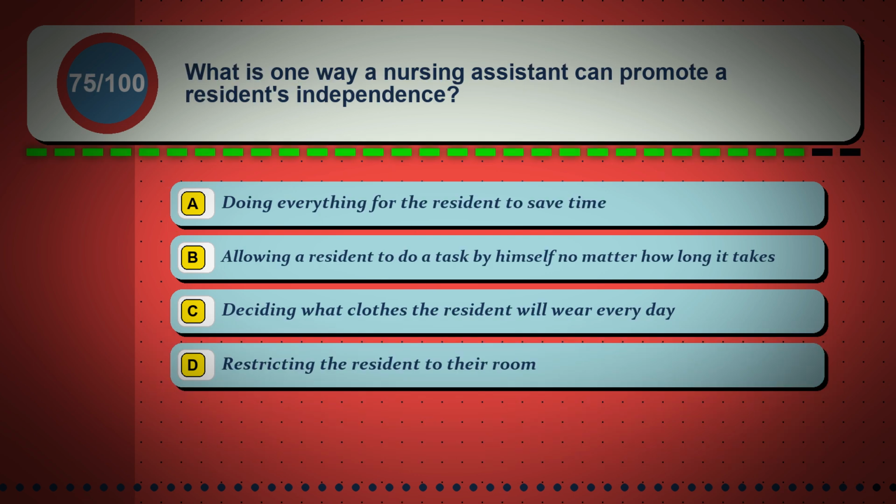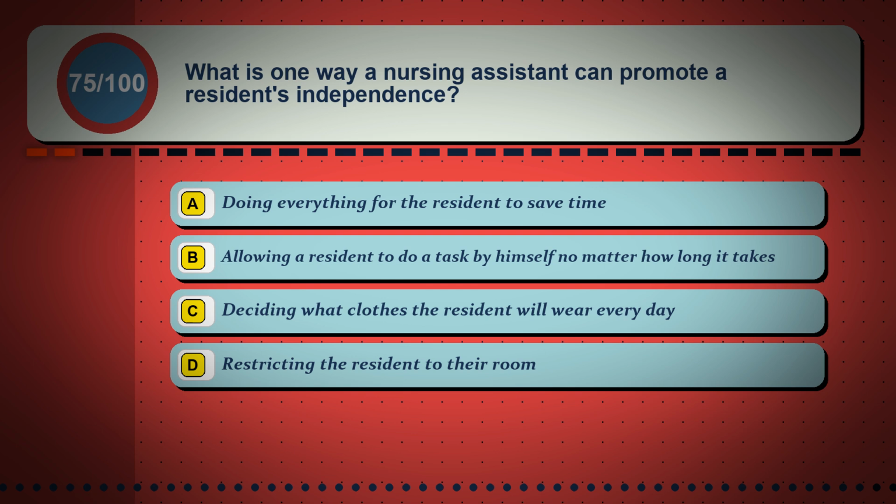Question 75. What is one way a nursing assistant can promote a resident's independence? Option A, doing everything for the resident to save time. Option B, allowing a resident to do a task by himself no matter how long it takes. Option C, deciding what clothes the resident will wear every day. Option D, restricting the resident to their room.